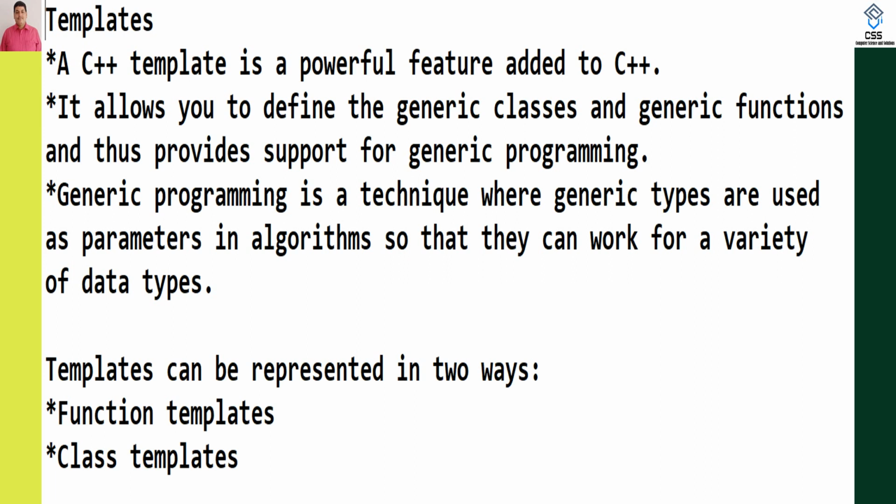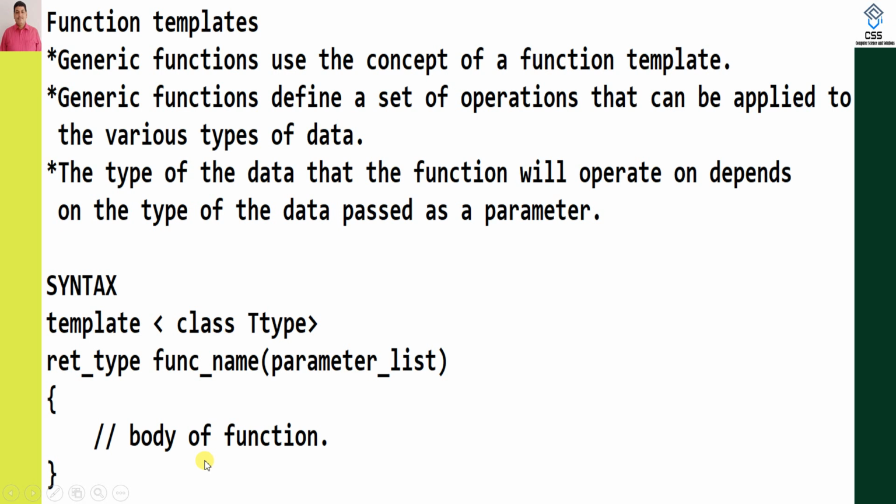Generic programming is a technique where generic types are used as parameters. Means you do not have to specify which value you are passing. At the instance, whatever value you are passing, the template nature will be changed accordingly. Hence, templates are of two types. One is function template, one is the class template.